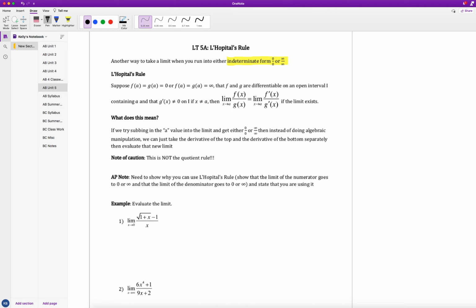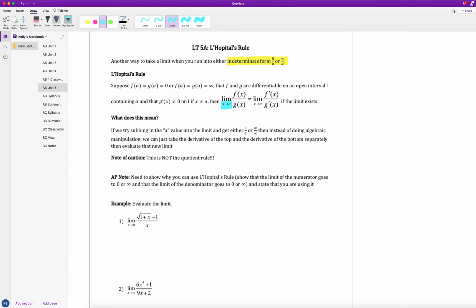So what this means is that if we were to sub in the value that x is approaching, so as x approaches a, if we were to sub in that value into the top function and the bottom function, and we get both 0 over 0 or infinity over infinity, then instead of doing some of the algebraic manipulation that we learned back in Unit 1, like factoring or conjugates, common denominators, or powers of infinity, we can just take the derivative of the top and the derivative of the bottom separately and evaluate that new limit.